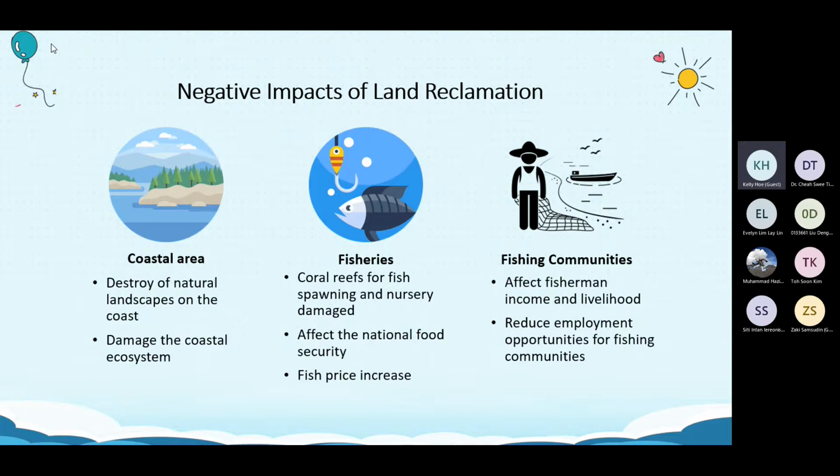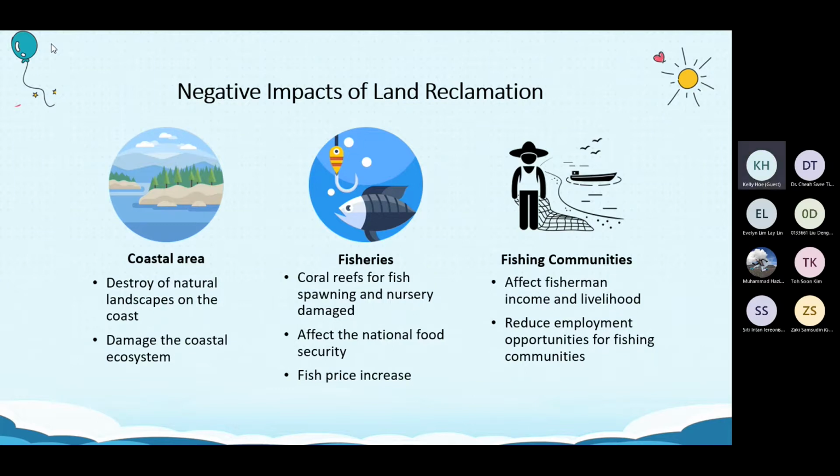And the next impact is on fisheries. The coral reefs for fish spawning and nursery are damaged, and this causes the fish to migrate to other seas, so in the land reclamation area the fishery products will be declining. When fish production declines, it will directly affect national food security.